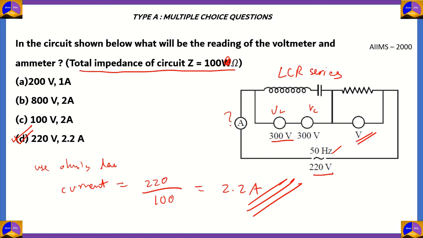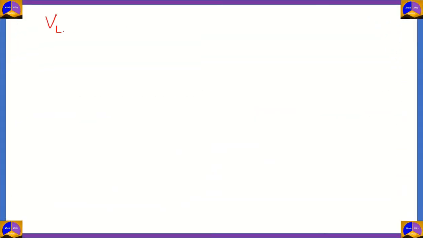But again, let's verify it. Let's calculate the potential drop as well. Now, the potential drop across the inductor is given as 300 volts. The potential drop across the capacitor is given as 300 volts. The potential drop across the resistor is not known. However, here again, just by tweaking a little, we can find out the value for the voltage across the resistor.